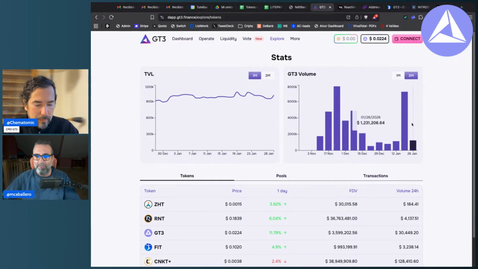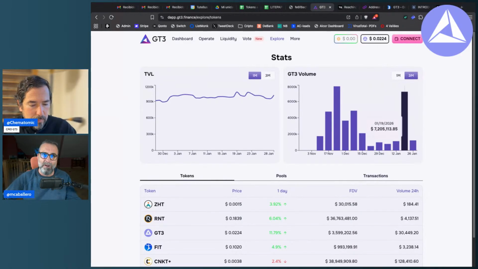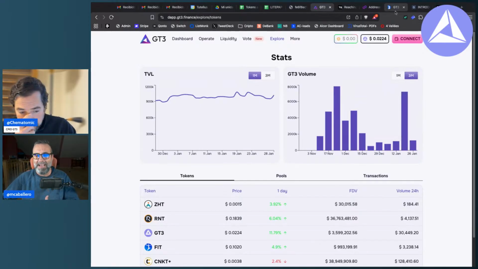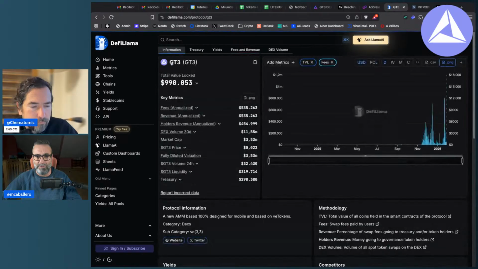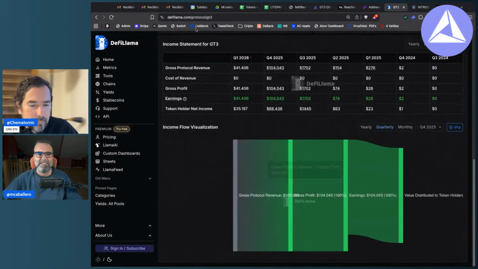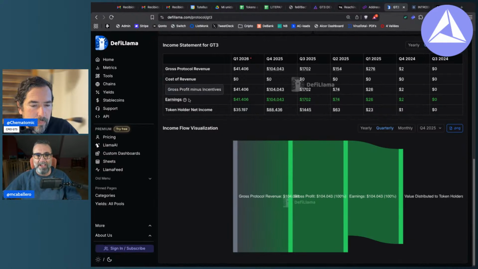Okay, the more volume we have, this is a weekly volume, the more fees we generate, and the more money as passive income we will get. Speaking of passive income generation, think about this metric, because I didn't share it before, Chema. This is very interesting. This is in DeFi AMA, GT3, and here, I don't know if you saw this, the earnings.